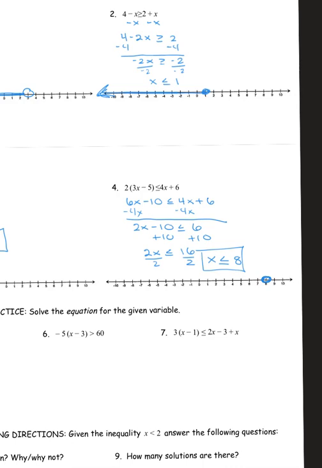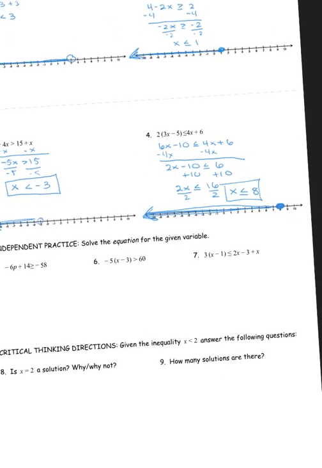So I'm going to have a closed circle on 8. And then I want all values that are less than 8. I do realize for almost all of these examples we are shading to the left, that will not be the case all the time, but just for these examples that we did.